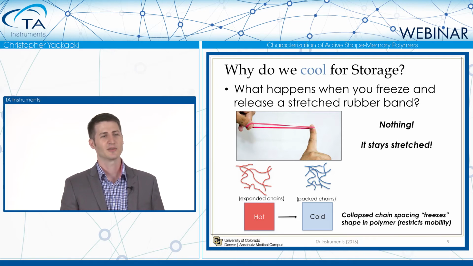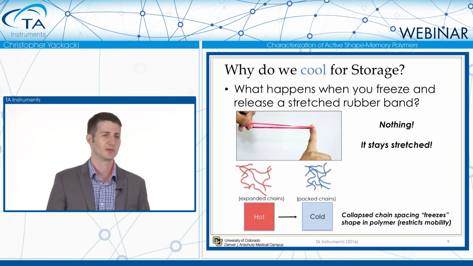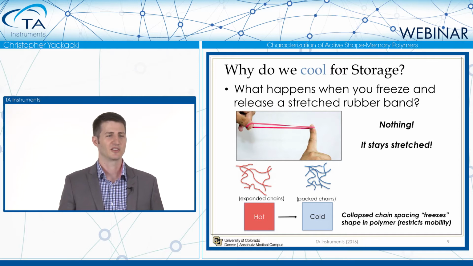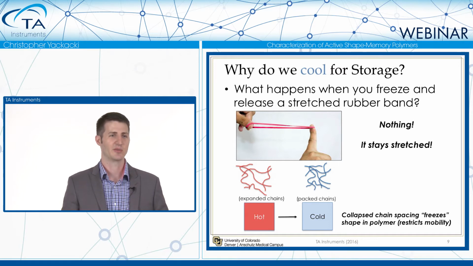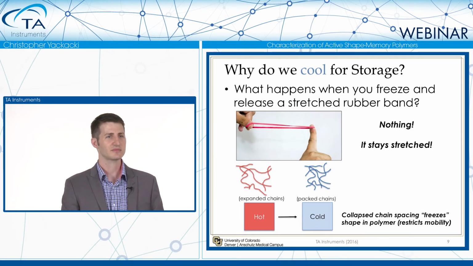And why is that? It's pretty much the reverse of everything we just talked about. As we go below our transition, our chains will collapse, we reestablish secondary bonding, and we restrict chain mobility. So some people will say it's frozen into shape. That's a more colloquial term, but I like to say it really restricts your chain mobility.